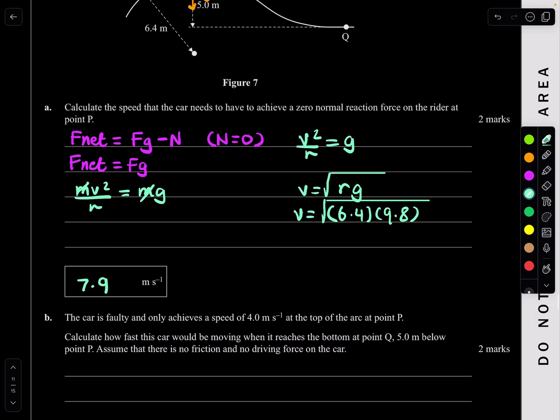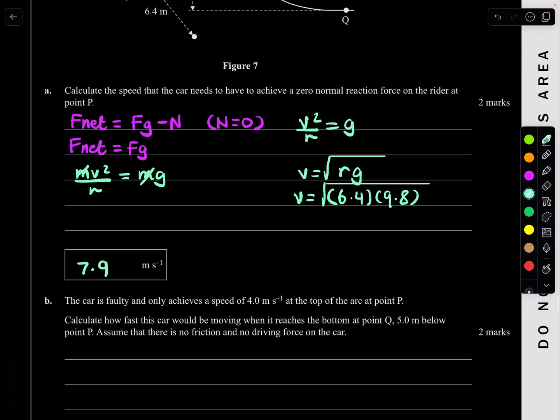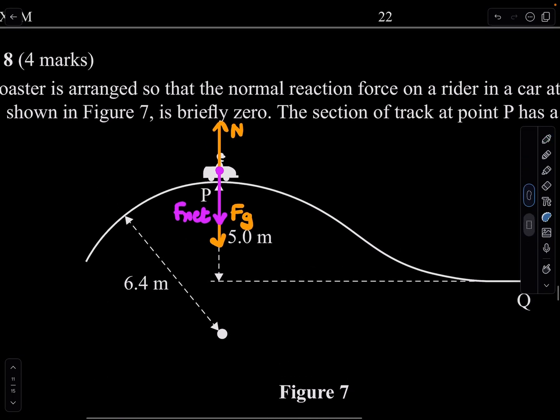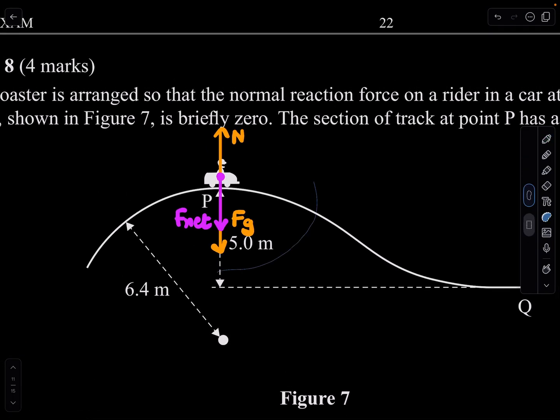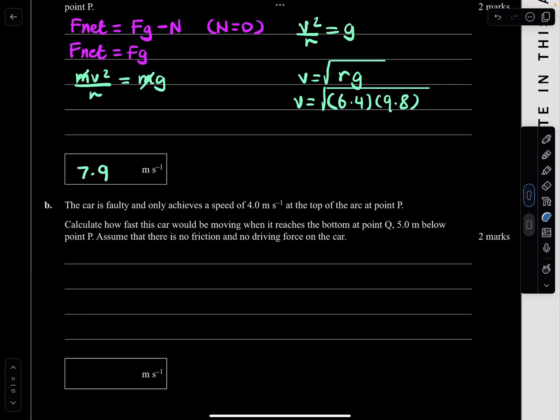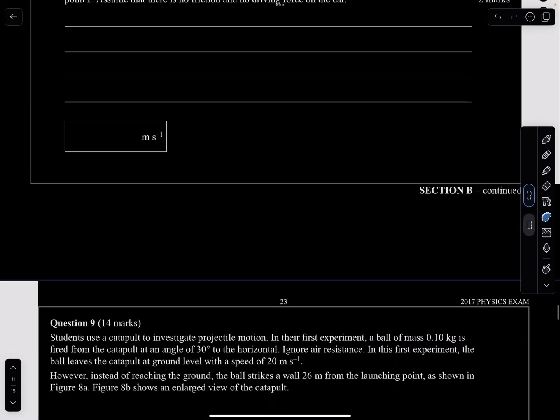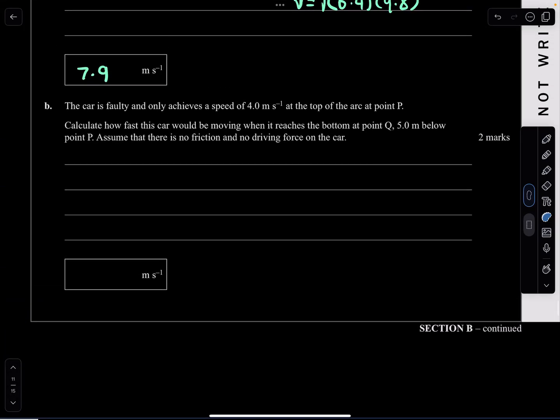So 7.9. Done. B. The car is faulty and only achieves a speed of 4 meters per second at the top of the arc at P. So let's just rub this out. At the top, point P, it only achieves 4 meters per second. Calculate how fast this car would be moving when it reaches the bottom at point Q, which is 5 meters below point P. Assume that there is no friction and no driving force on the car.